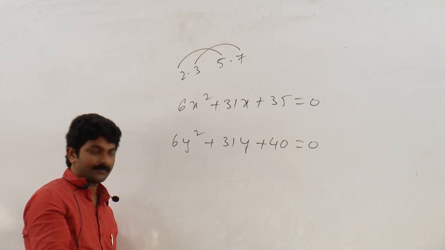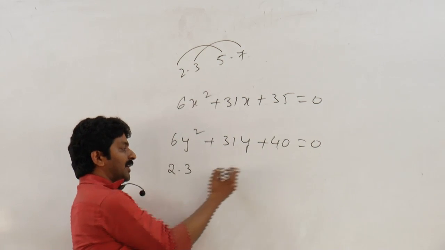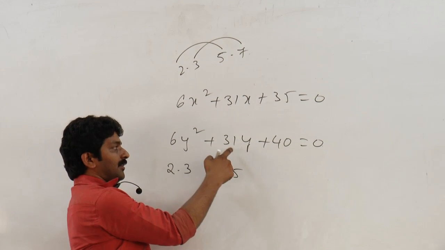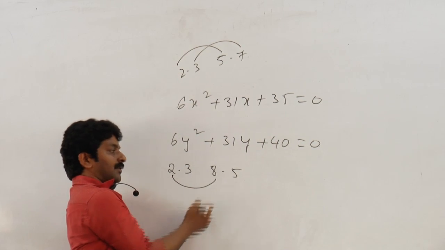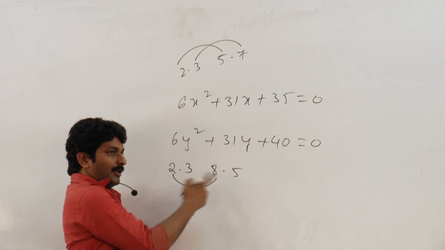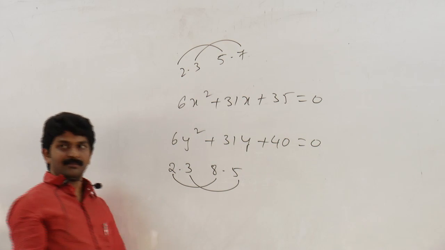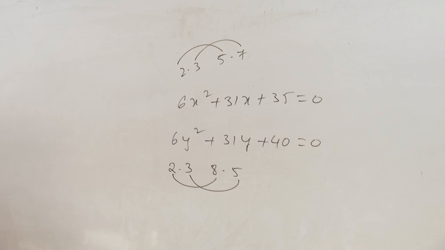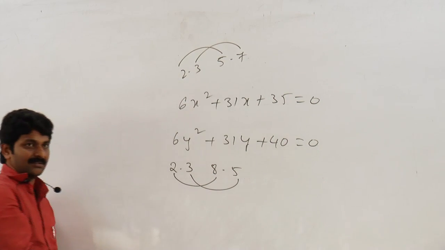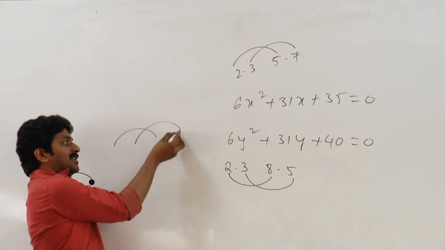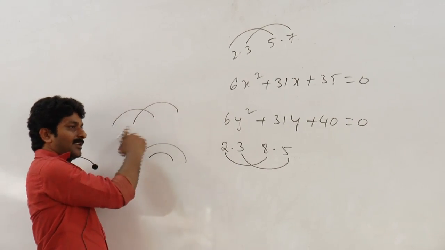Hope you can do it. And you can write 6 as 2 into 3, 40 as 8 into 5. You have 31 here. 8 2 is 16, 3 5 is 15, 15 16 31. If you can write your numbers as product of 4 numbers, combination will be either zigzag or rainbow.